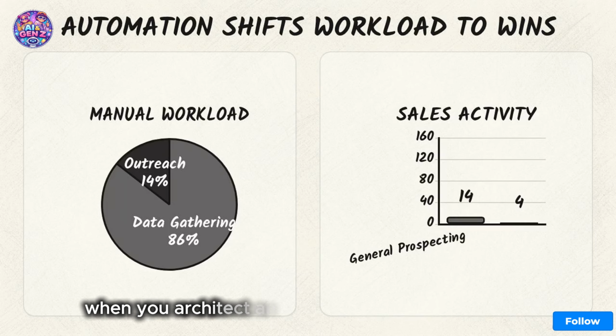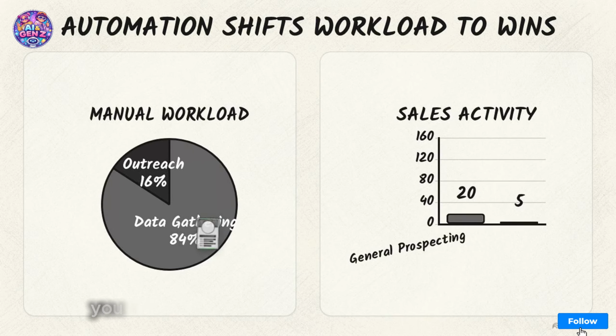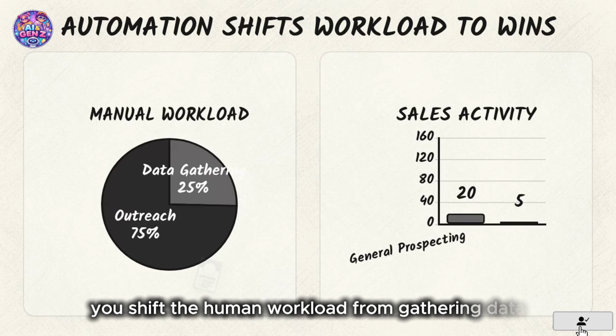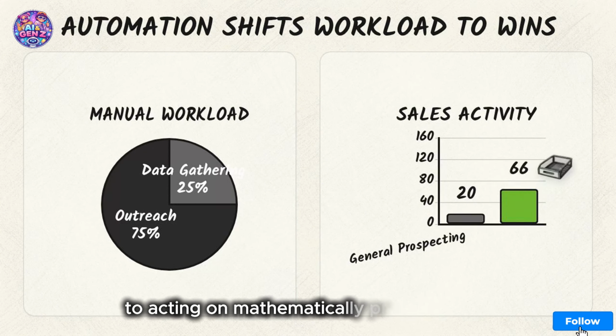When you architect an autonomous evaluation layer, you shift the human workload from gathering data to acting on mathematically probable wins.